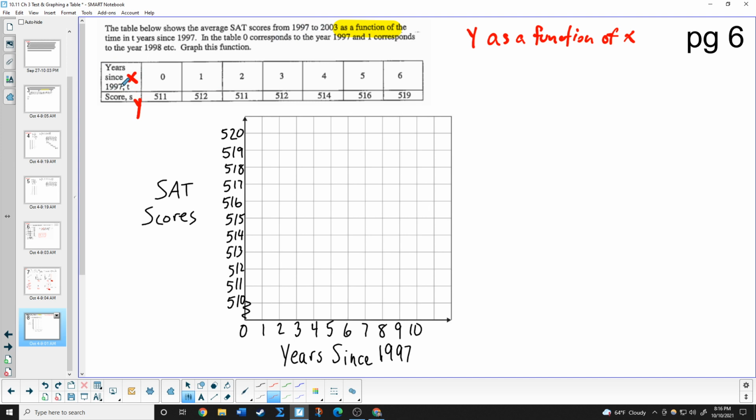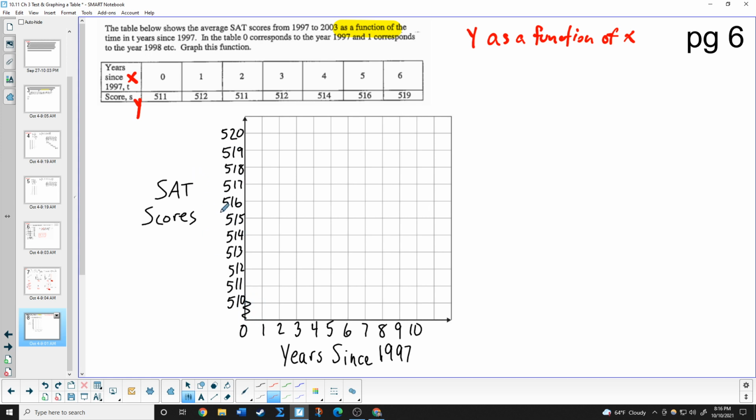So now 1997 is 0 years since 1997. Okay, so this one represents 1997. 1 year from 1997 was 98. 2 years from there was 99, and so on and so forth. So this is something we're going to have to do in the future. When given a bunch of years, we're going to change it to years since 1997. So we'll remember this. One other thing you'll notice here for the y-axis, we used a break.